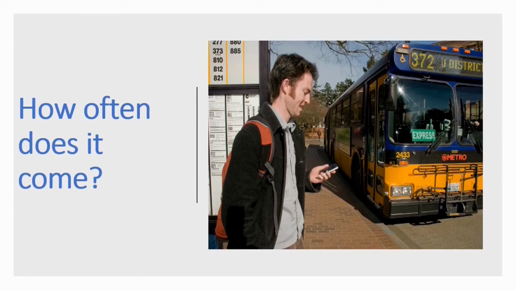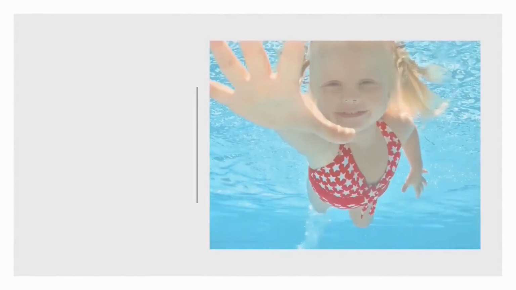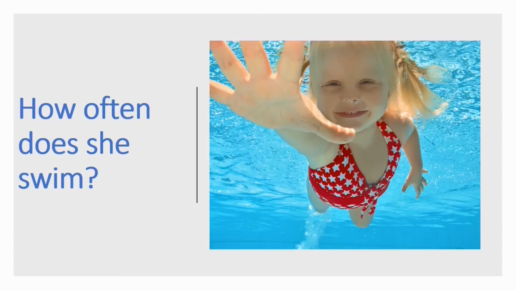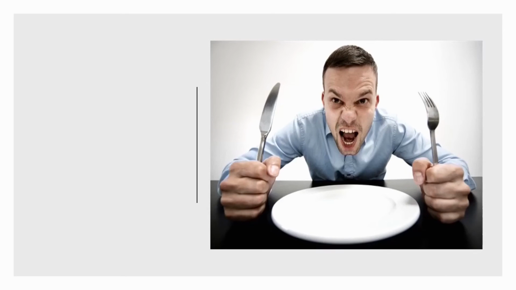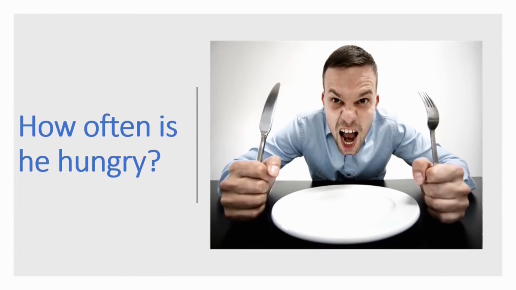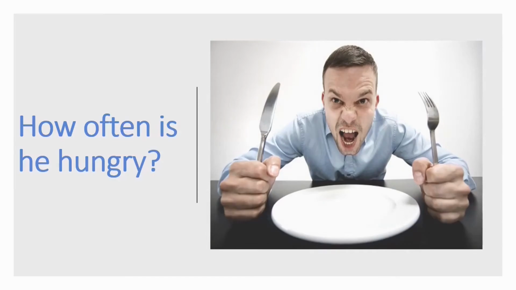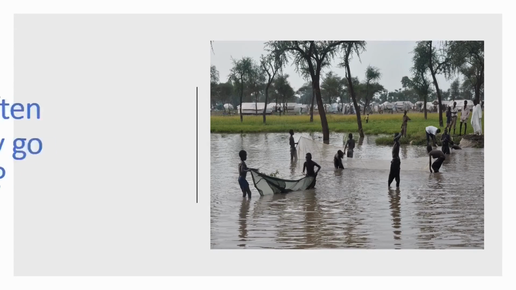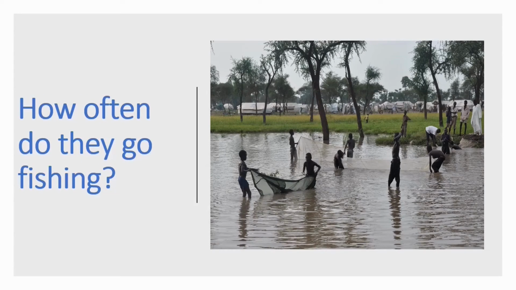How often does it come? The bus comes sometimes twice an hour. How often does she swim? She occasionally swims in the summertime. How often is he hungry? He is always hungry before dinner time. How often do they go fishing? They always go fishing on nice days.